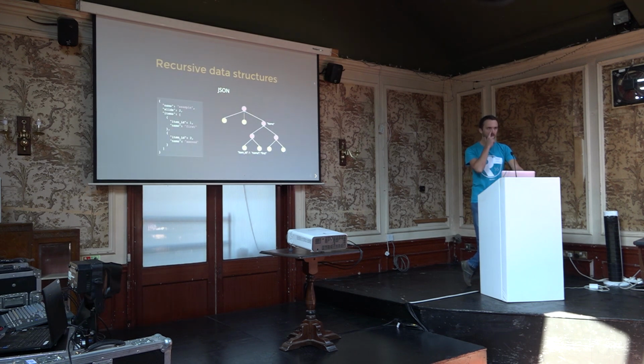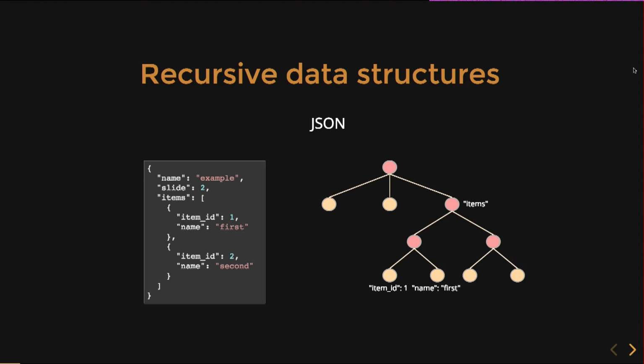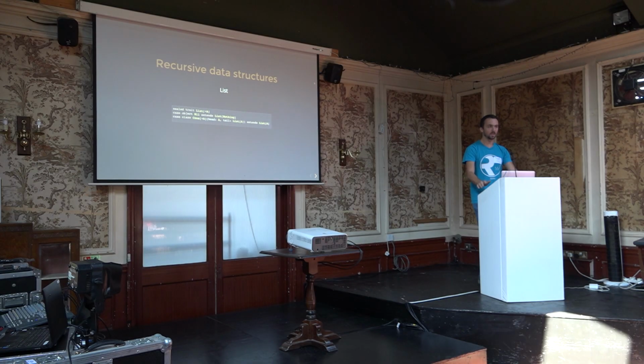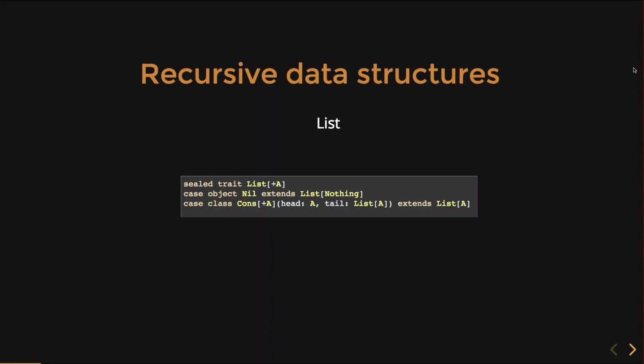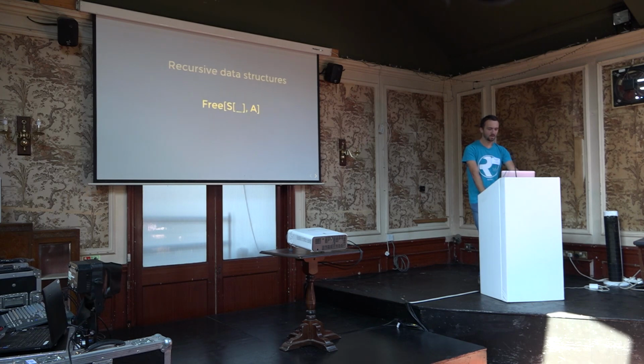So first, before we start speaking about recursion schemes, let's take a look at recursive data structures. So we have recursive data structures all around, right? JSON is a recursive data structure. It can contain an inner JSON, which can contain an inner JSON. So we can often view recursive data structures as trees. Lists are also recursive data structures, obviously. A list is either a Nil or a Cons, which consists of an element, data, and an inner list. So it's also recursive. Free monads are recursive data structures.